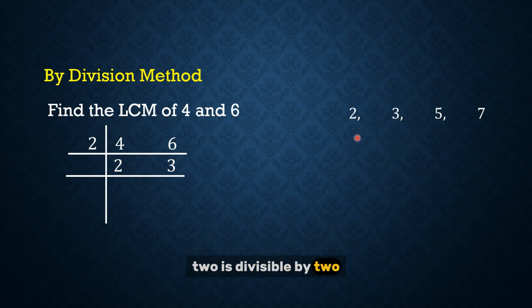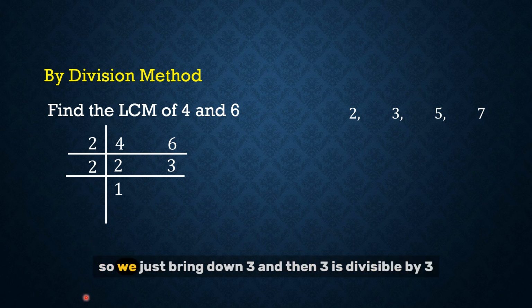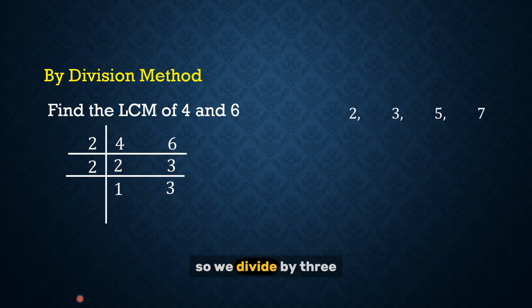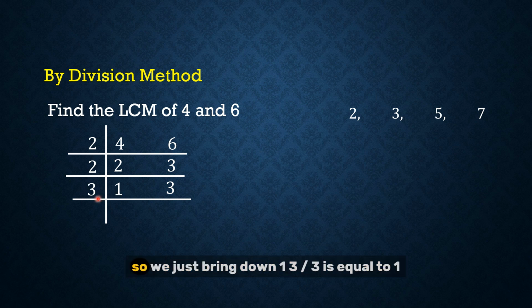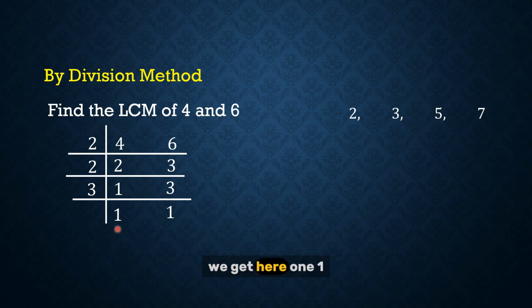2 is divisible by 2. 3 is divisible by 3. So we can use any of these. We can use 2 or we can use 3. Let us divide by 2. 2 divided by 2 is equal to 1. 3 divided by 2 is not exact, so we just bring down 3. And then 3 is divisible by 3, so we divide by 3. 1 divided by 3 is not exact, so we just bring down 1. 3 divided by 3 is equal to 1. We get here 1, 1.